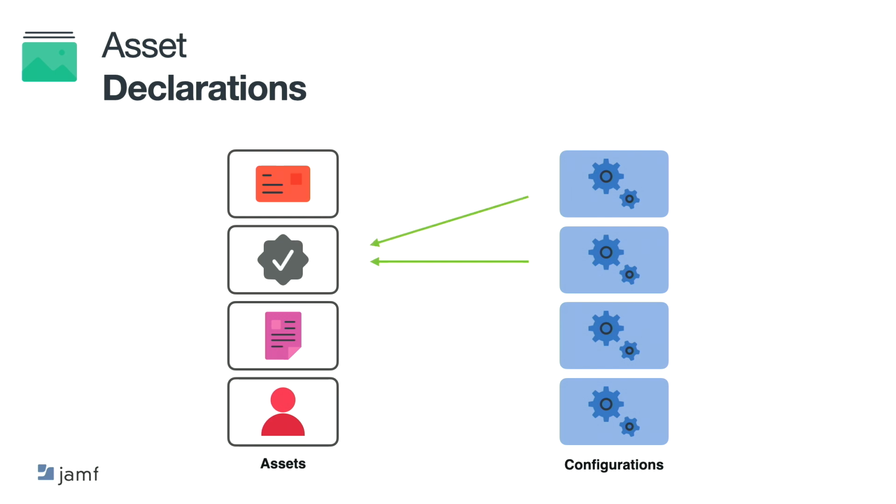So as we can see here, there's a one-to-many relationship, and they can actually get quite complex because you can have multiple assets referencing multiple configurations referencing multiple assets.